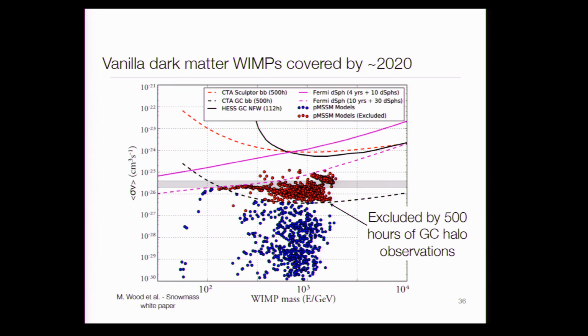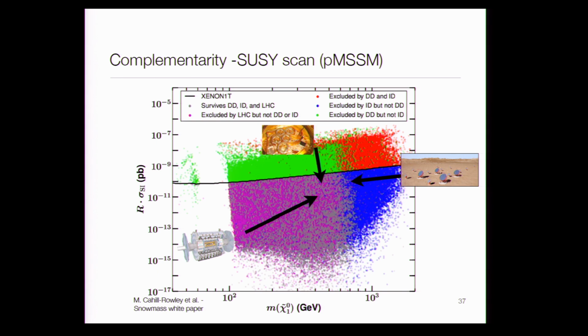You can also look at real models, like in this case PMSSM models. So this is the usual WIMP mass versus annihilation cross-section. Here is 3 times 10 to the minus 26. And these are all models that obey all current dark matter constraints. And you can see that CTA will significantly eat into this parameter space.